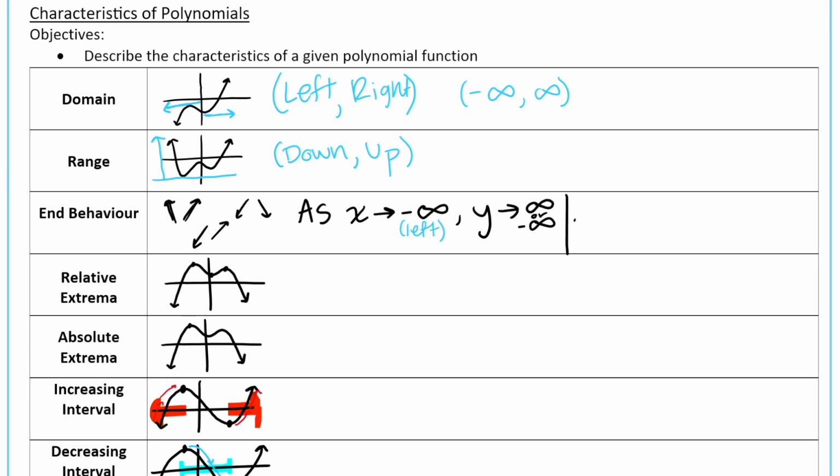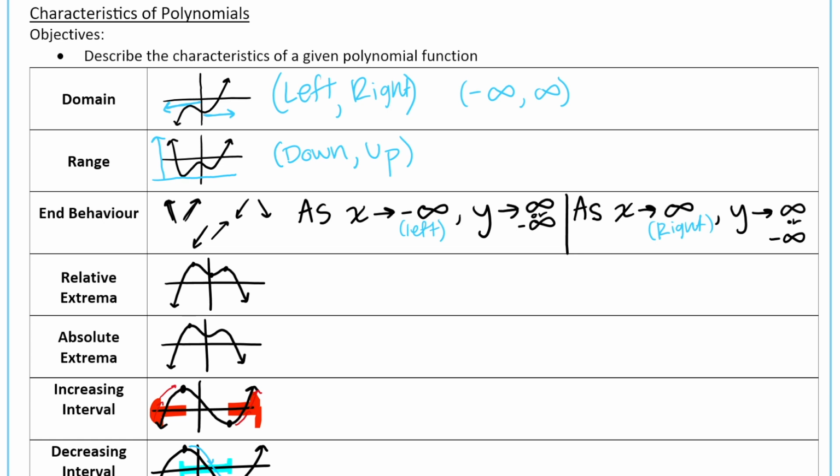Similarly, we have to describe the right side of our function too. I would say as x approaches positive infinity, or as x goes to the right, if you look to the right on your graph, is the end pointing up or down? We would say y approaches positive infinity if it's pointed up, or negative infinity if it's pointed down.